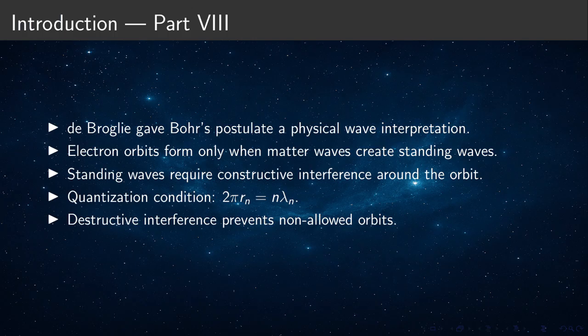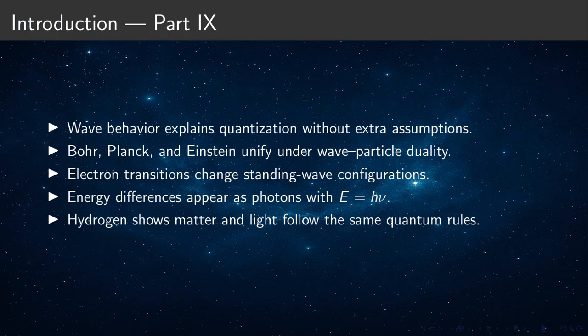If this condition is not satisfied, destructive interference prevents stable orbital formation. In this way, quantization emerges naturally from wave behavior, rather than being imposed as an independent rule. This wave-based interpretation unifies Bohr's atomic model, Planck's energy quantization, and Einstein's photon concept into a single coherent framework.